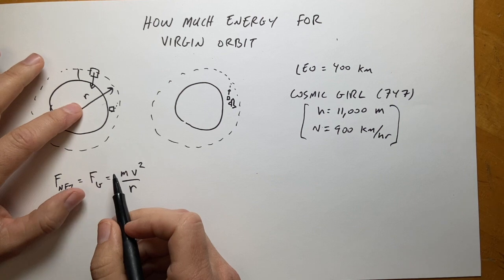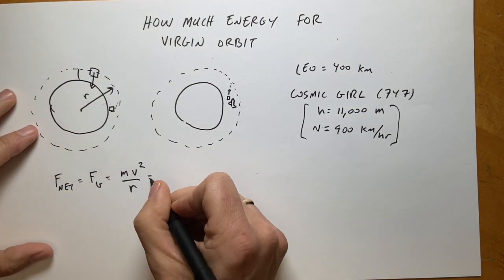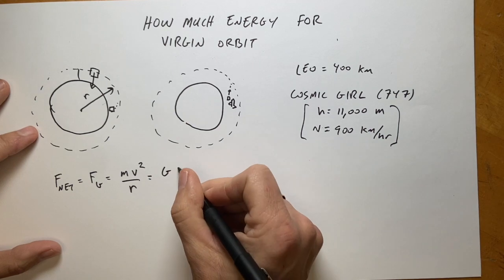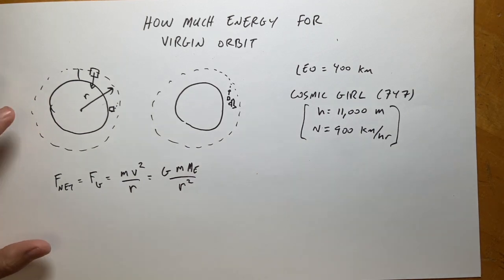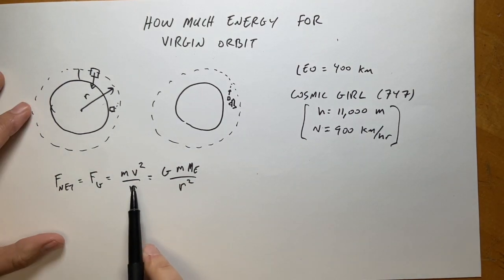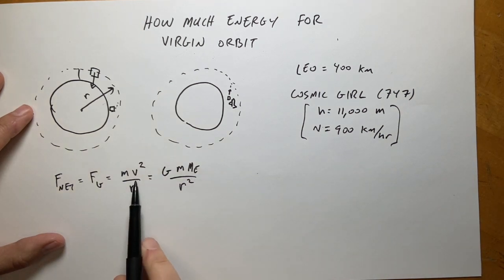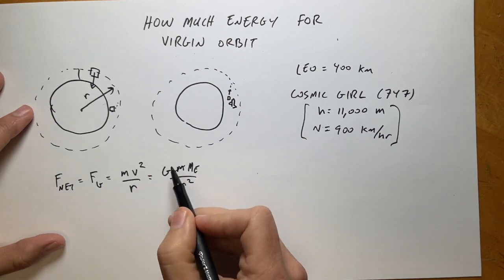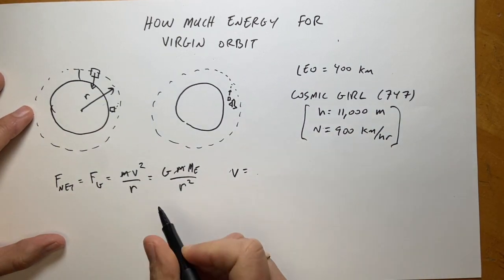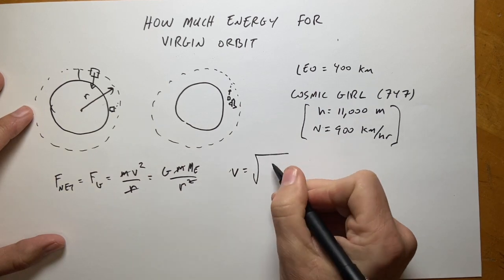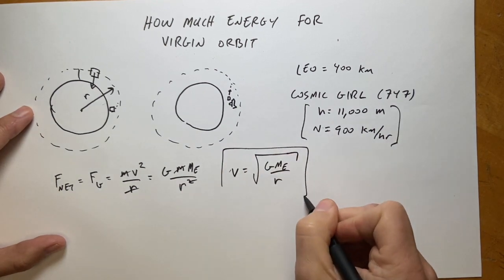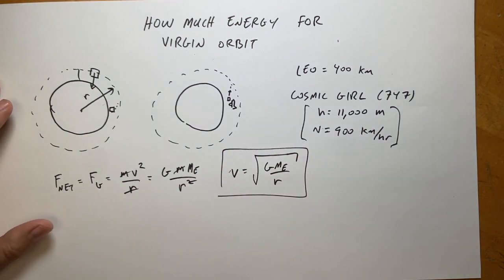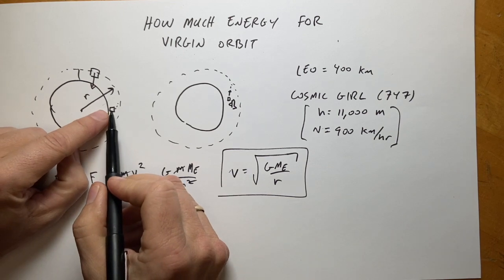Now, if I have two objects, the gravitational force would be G, the gravitational constant, times the mass of the object times the mass of the Earth divided by the distance between them squared. So this gives me a limit on the velocity, how fast you have to go in that orbit of radius r. So let's solve this for v, and you'll notice here the mass cancels, and v is going to be the square root of G, mass of the Earth, over r, where r is the radius of the orbit, not the altitude. So I need to get this to that velocity.